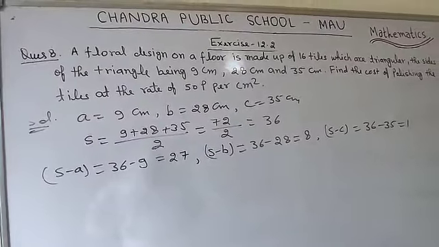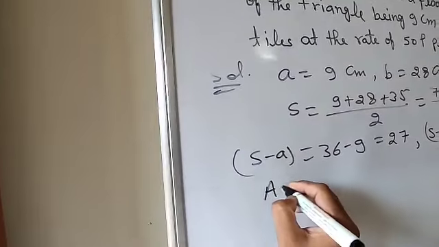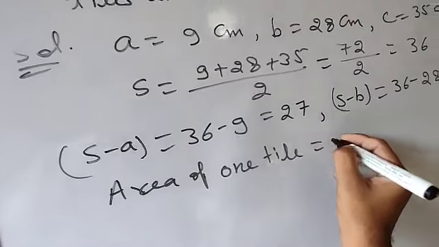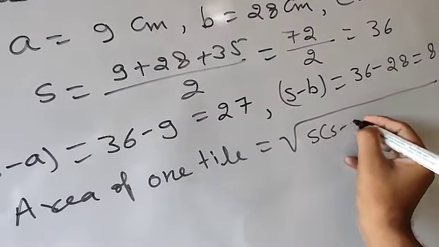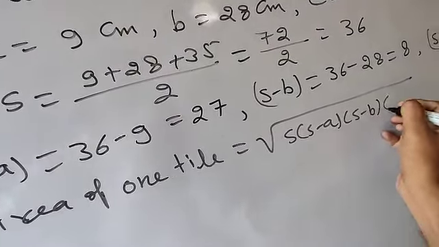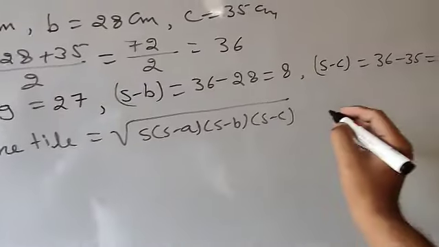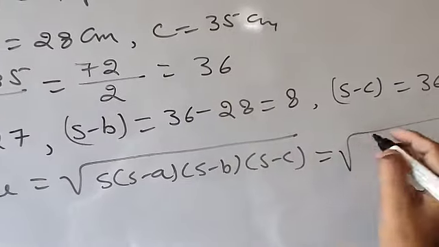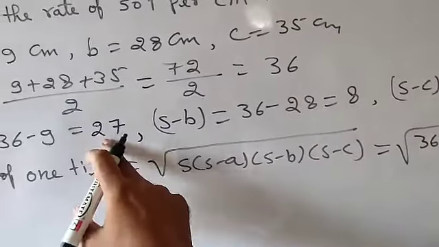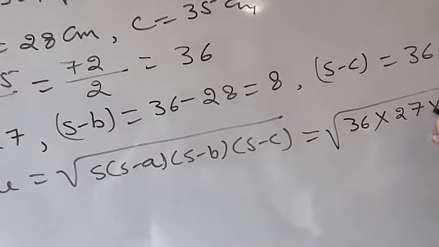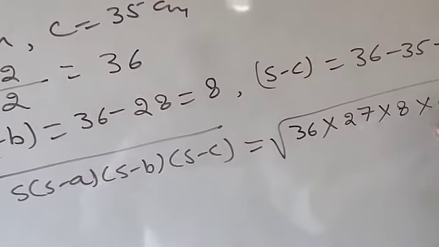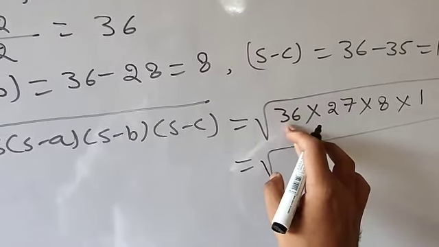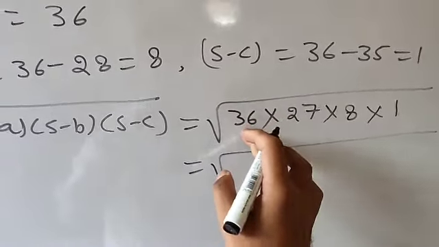Now I am going to find the area of one tile. So area of one tile is equal to under root s into (s minus a) into (s minus b) into (s minus c). It is equal to under root 36 into 27 into 8 into 1. So here you need to find the square root, so write the numbers in factor form.